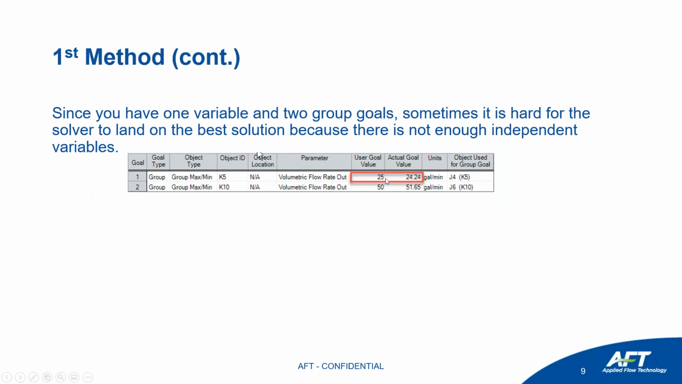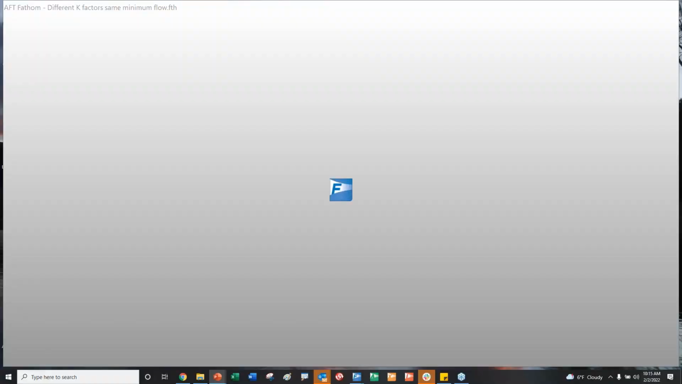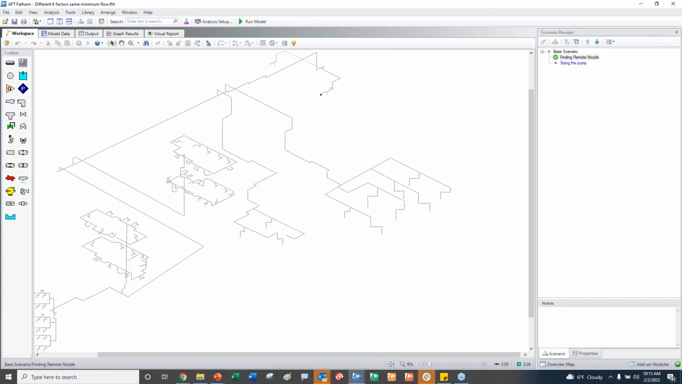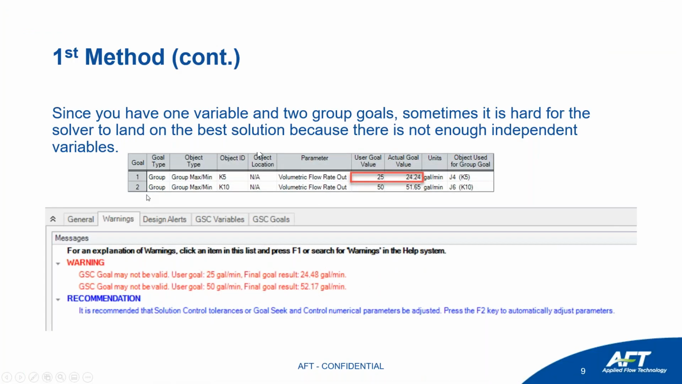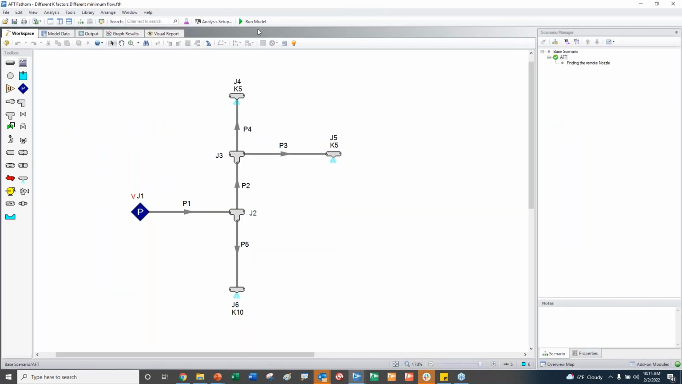It will give us 25, and it will give us a warning telling us that for group K5, it couldn't find a minimum goal of 25 gallons per minute. It reached 24.48. So let's show that. We created the variables, we run the model.